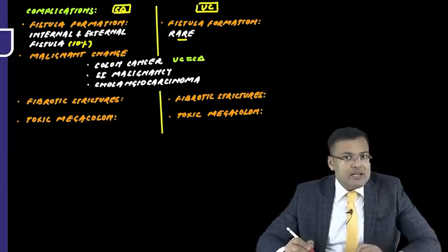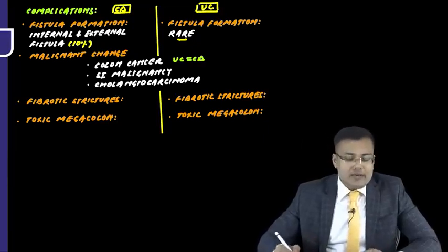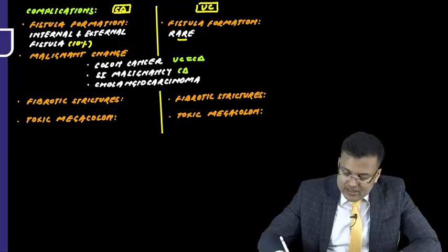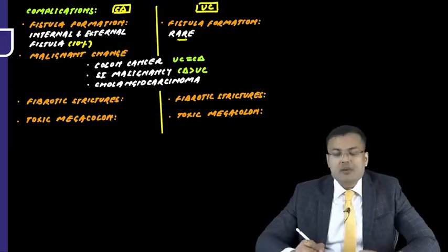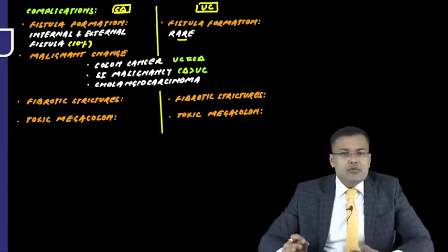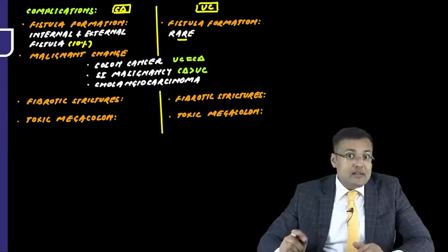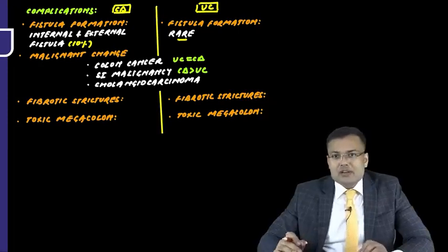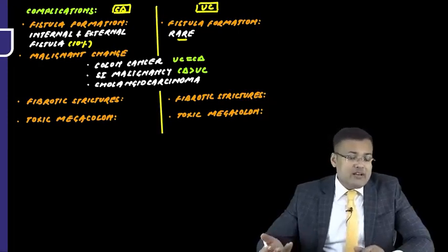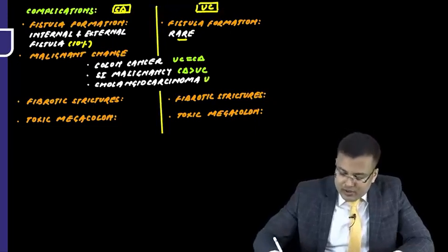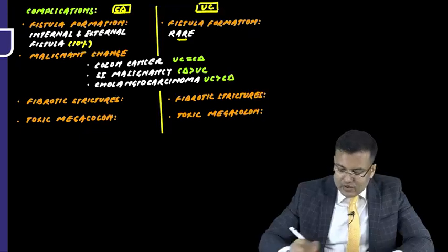But small intestinal malignancy is more common in Crohn's disease. And you know that for cholangiocarcinoma, ulcerative colitis is a risk factor. So here, the risk of cholangiocarcinoma is more in ulcerative colitis as compared to Crohn's.